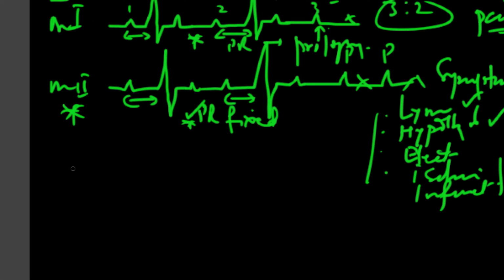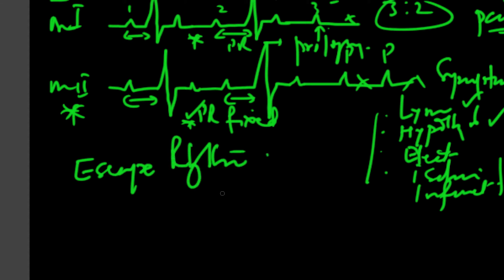And lastly, and not the least, is the escape rhythm. And I like to define the escape rhythms. There are two types of escape rhythms, if you will. One is a ventricular escape, and the other is a junctional escape. Now, junctional escapes classically occur.